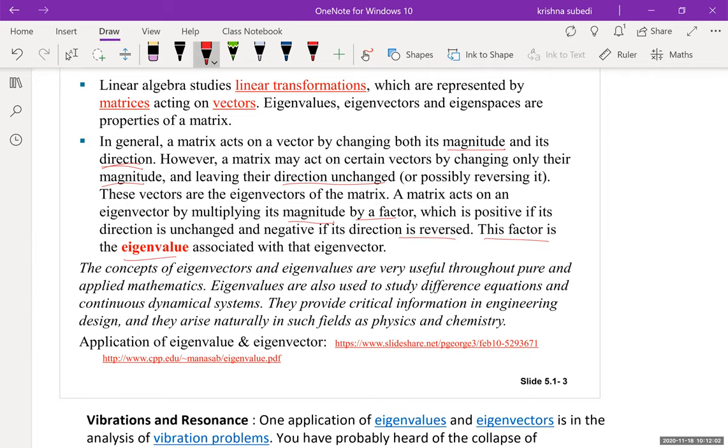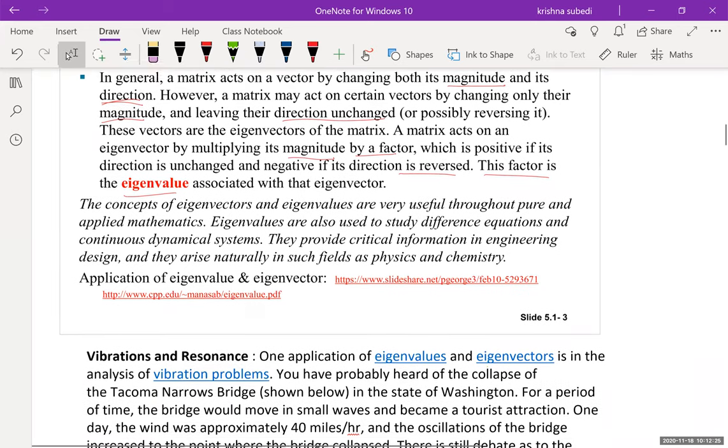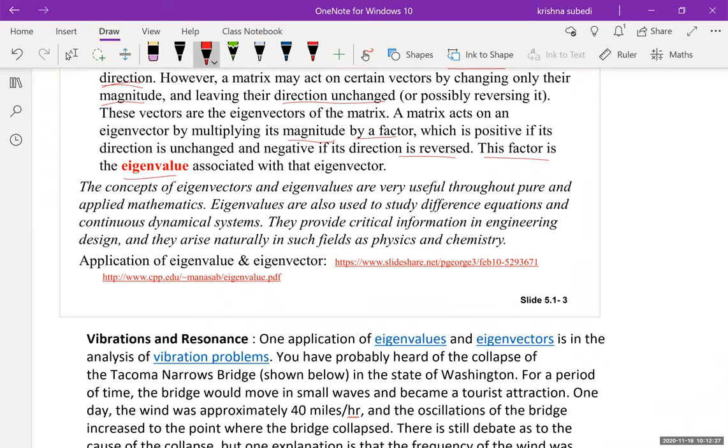The concepts of eigenvectors and eigenvalues are very useful throughout pure and applied mathematics. Eigenvalues are also used to study difference equations and continuous dynamical systems. They provide critical information in engineering design, and they arise naturally in such fields as physics and chemistry. You can check this website for further applications of eigenvalues and eigenvectors.